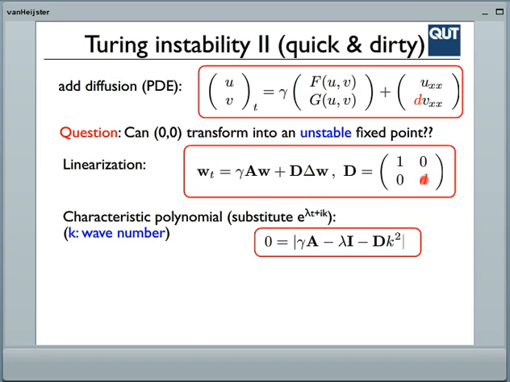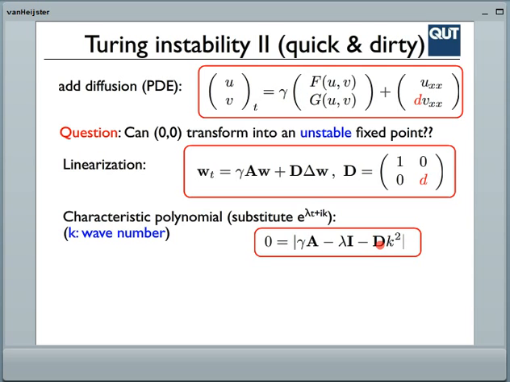So the characteristic polynomial is now given by the expression over here. So 0 should be equal to the determinant of this expression. But k is now the wave number, so think of it as going into Fourier space. So if 0, 0 wants to be stable, the eigenvalues of this matrix have to be negative for the k you can choose.